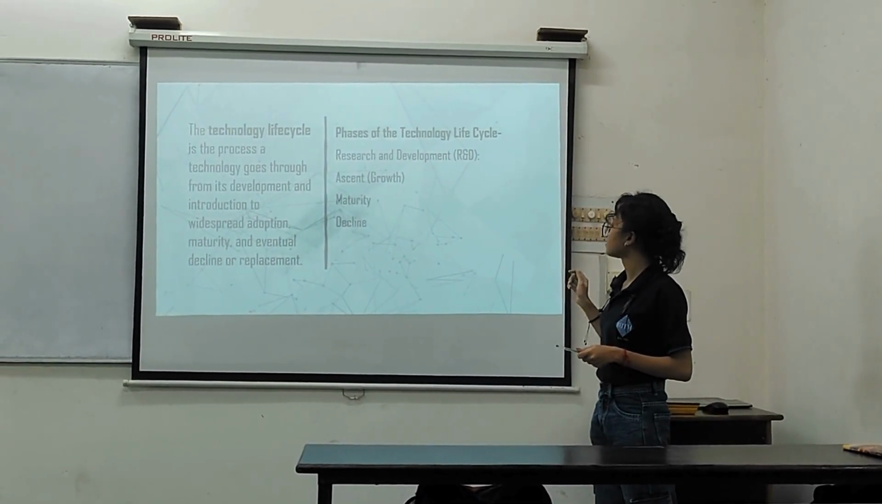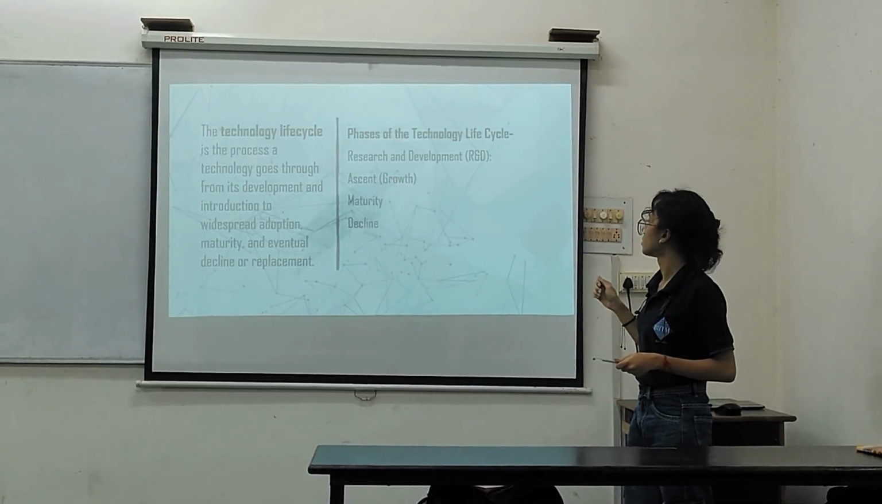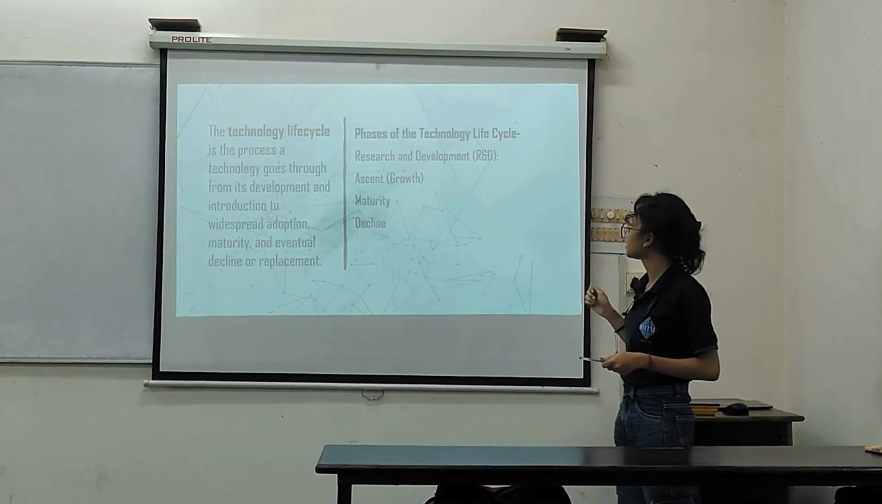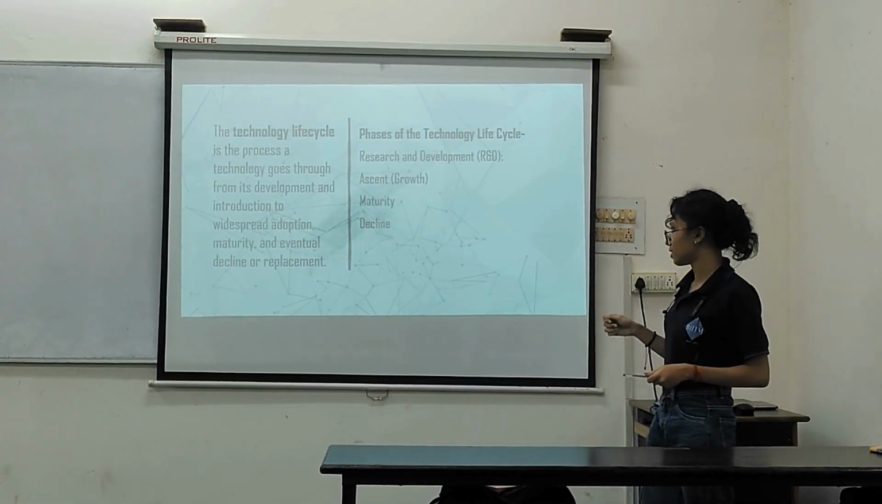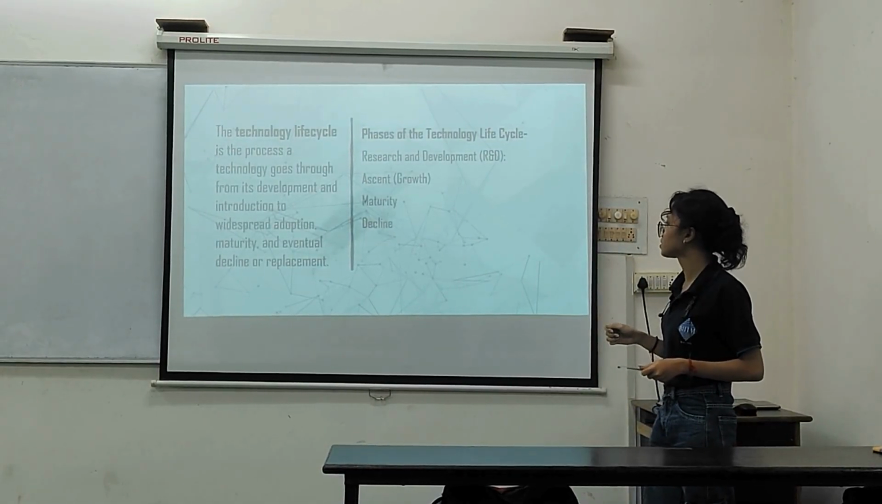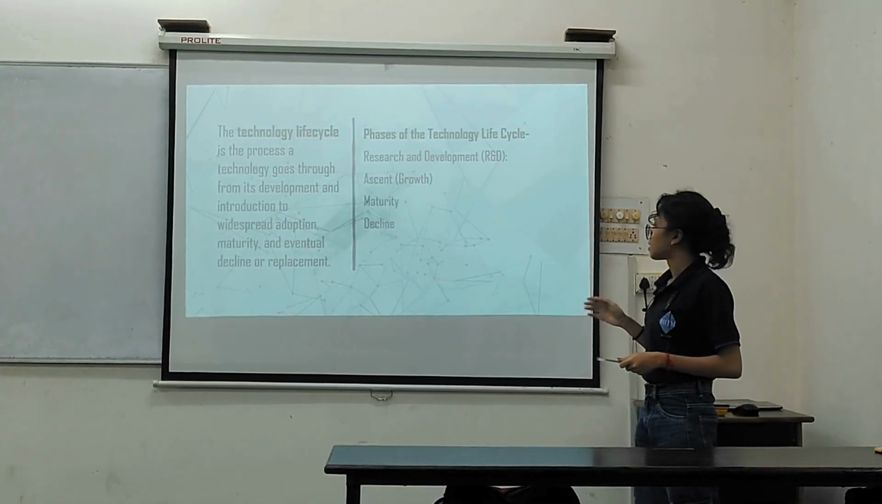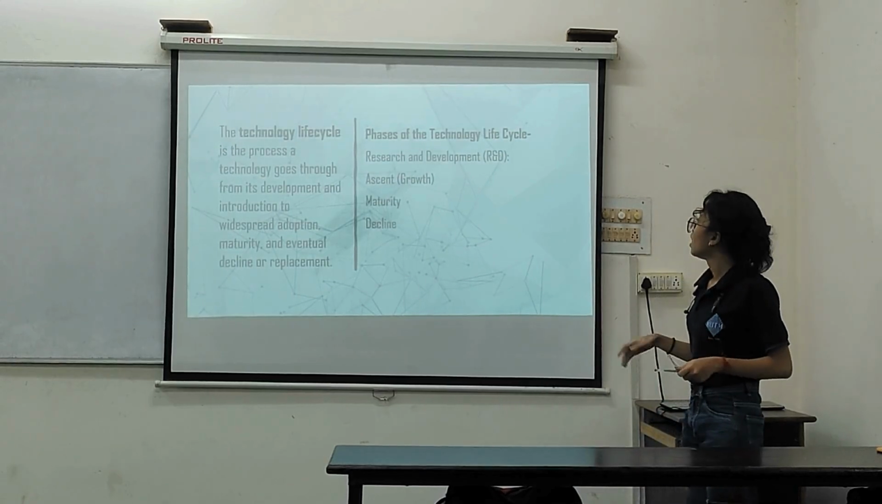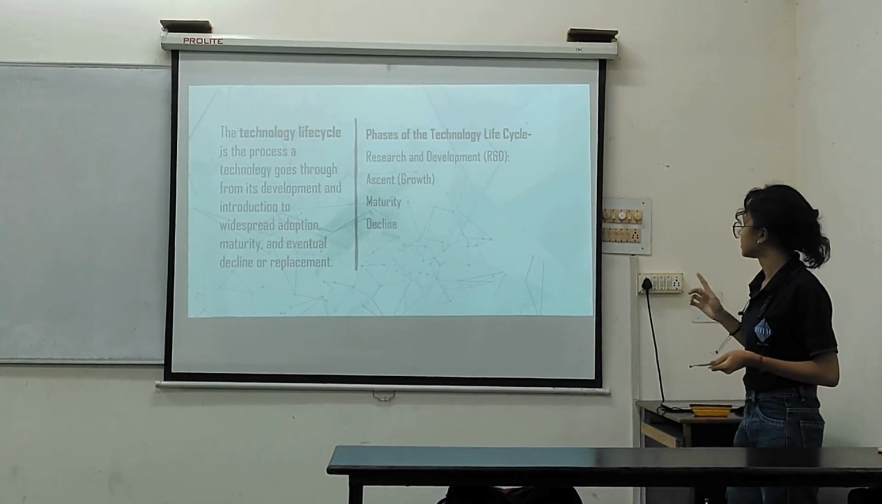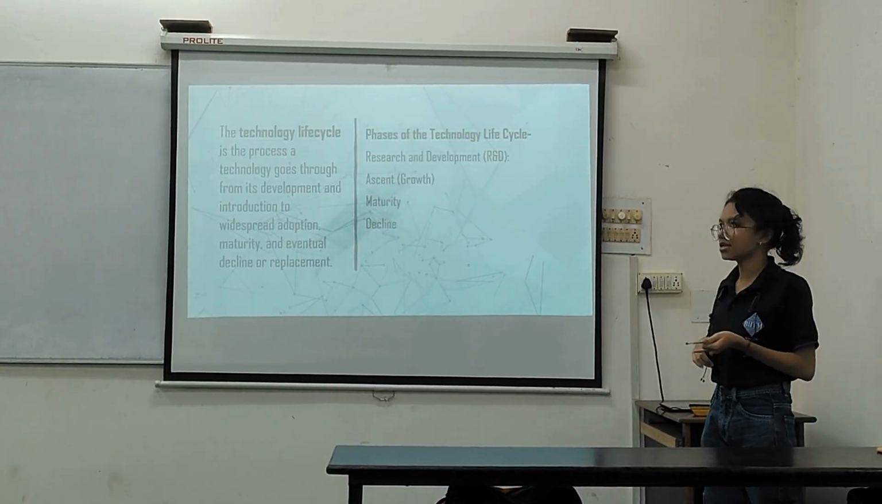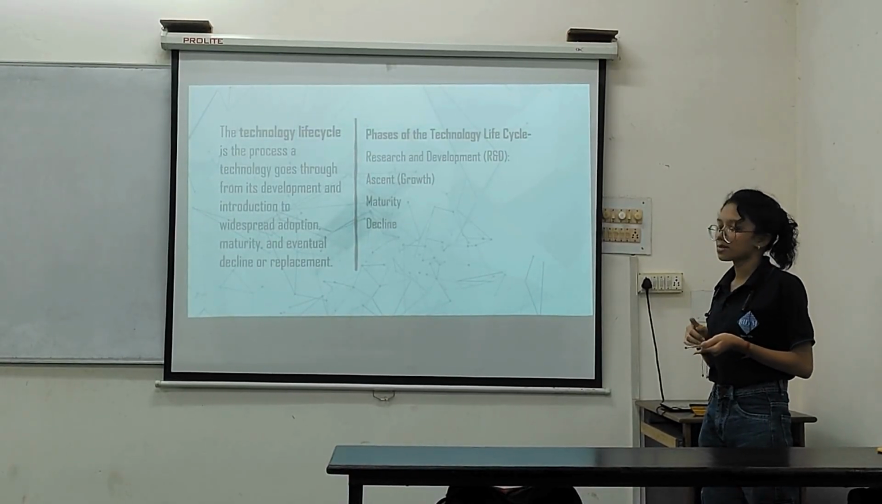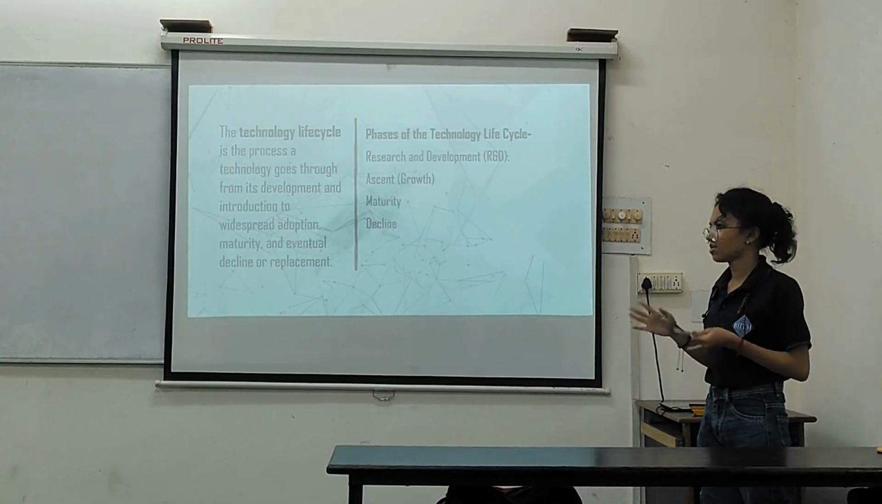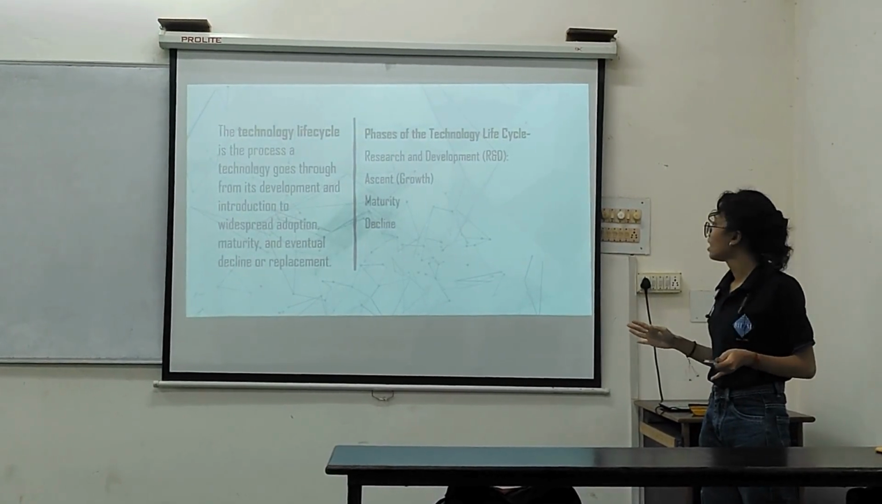The technology life cycle is the process a technology goes through from its development and introduction to widespread adoption, maturity, and eventual decline or replacement. There are four phases: research and development, which typically includes conceptualization, designing of technology, and so on.